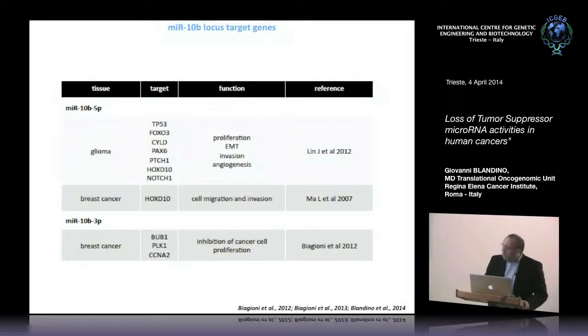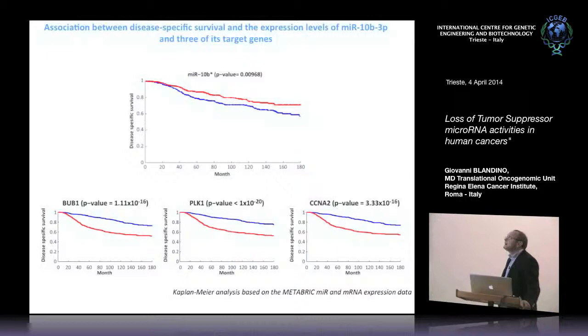Very recently, we had access to the METABRIC database, the one that was published and set up in Cambridge, in which they have profiled more than 1,000 breast cancer patients and combined the microRNA and mRNA profiling. And we could test that our microRNA has a prognostic value in this database, as well as the three targets that we have discovered as specific targets of the microRNA 10B star. These were already well known.